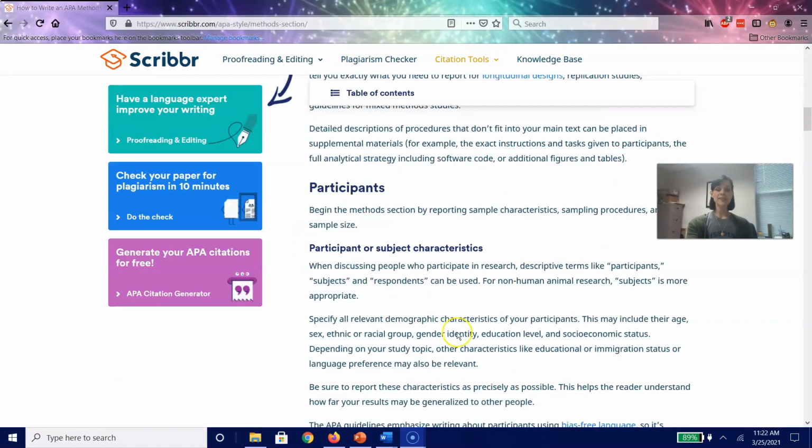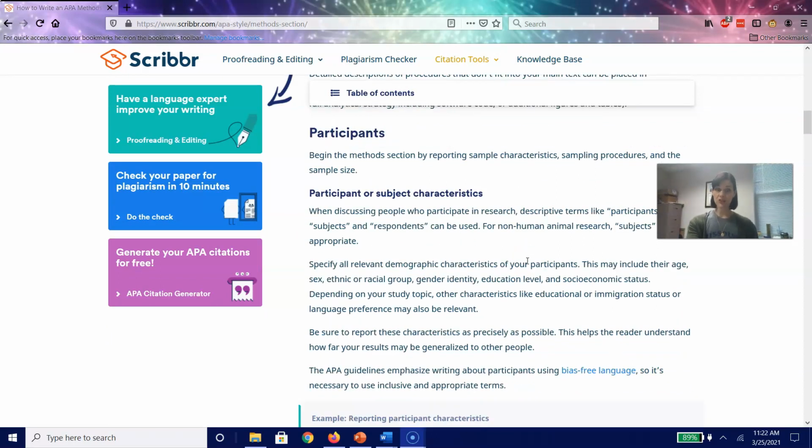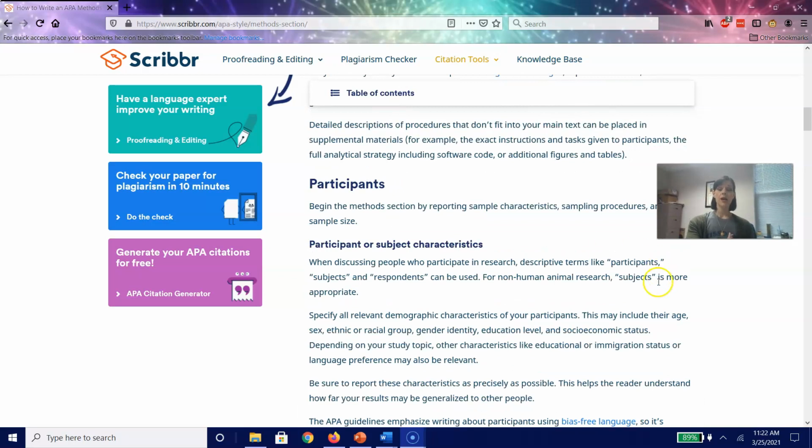So participants, we're going to start by reporting sample characteristics, sampling procedures, and sample size. Generally, I tend to prefer use of the word participants rather than subjects. Subjects are typically what we use for animals. Participants imply voluntary consent, and that tends to be the term we prefer. Specify all relevant demographic characteristics. So some of these demographics are going to be relevant, some are not. So the key word here is going to be relevant.